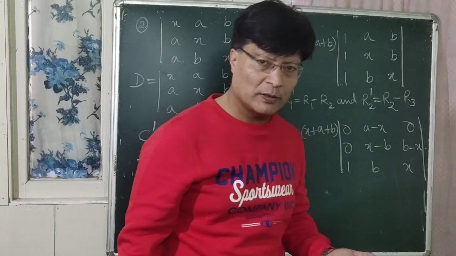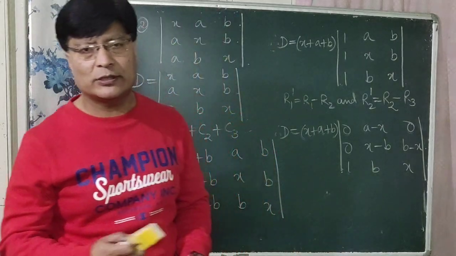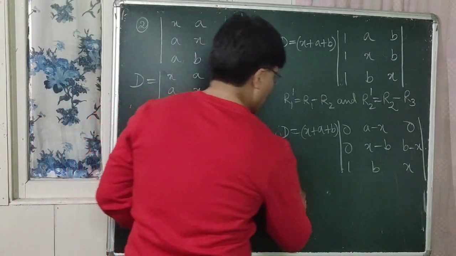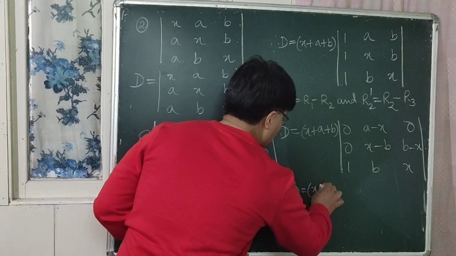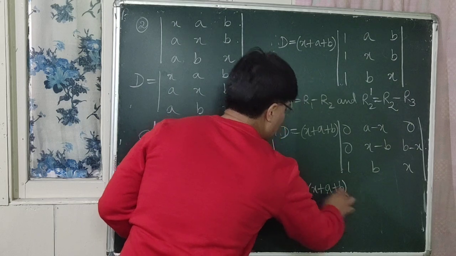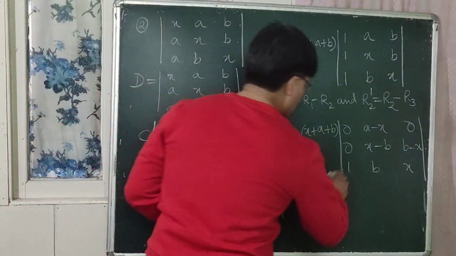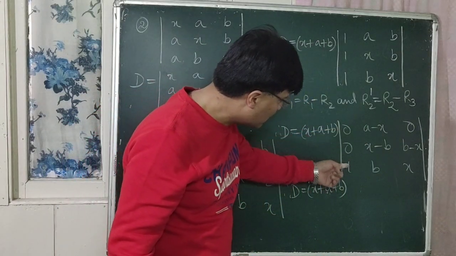Now we can expand it. You can expand it with respect to the first row because there are two zeros here. Or you may expand it with respect to the first column because there are two zeros here and one is there. Which one is easier? Let us expand it with respect to the first column. Is that clear?